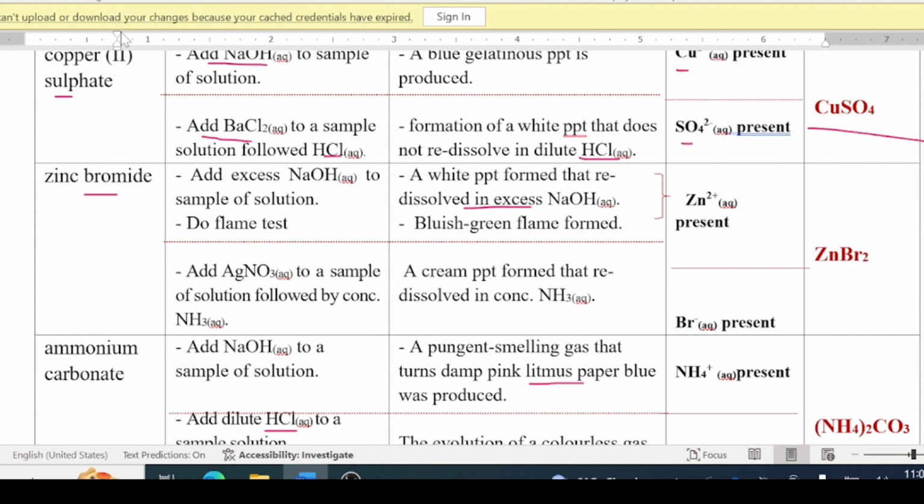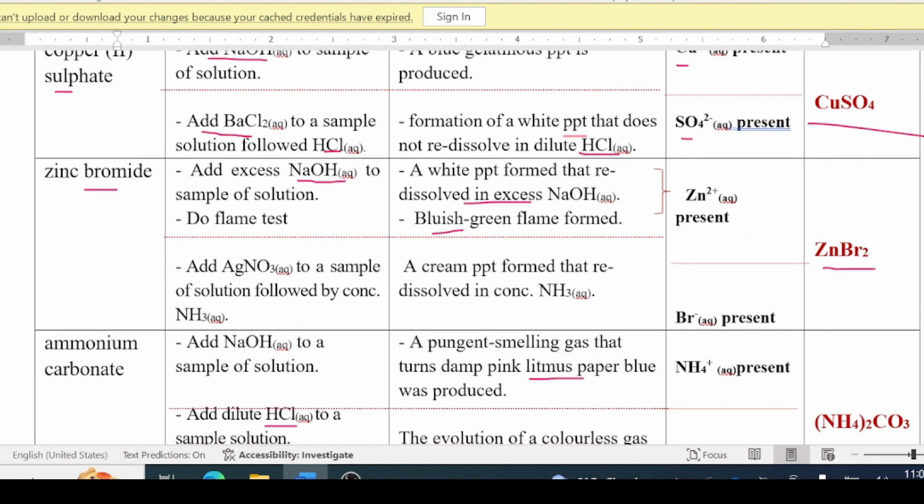For zinc bromide, you can test for zinc two different ways. You can do a flame test that will give you a bluish green flame, okay? Or you can do the one described: add sodium hydroxide to it, and then you try to redissolve the precipitate in excess NaOH. If it does redissolve, then zinc ions are there, and that's your compound there.